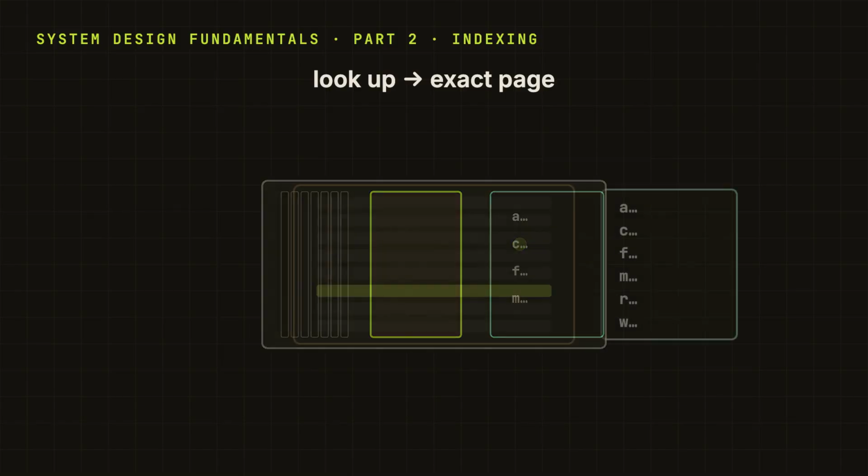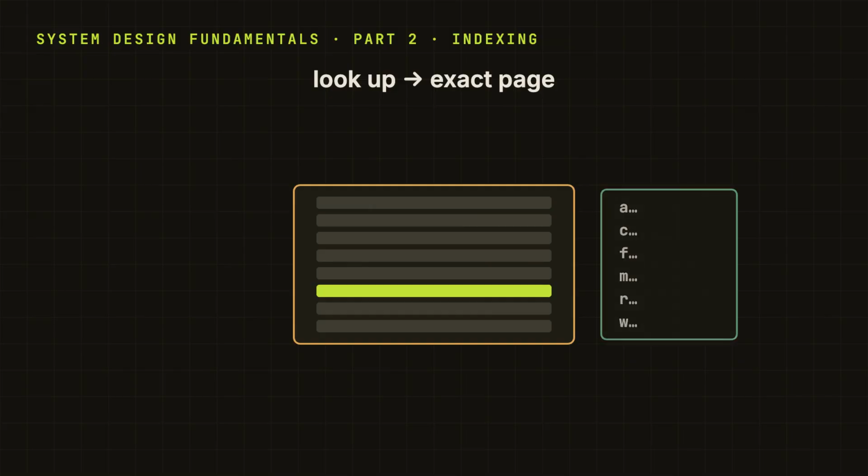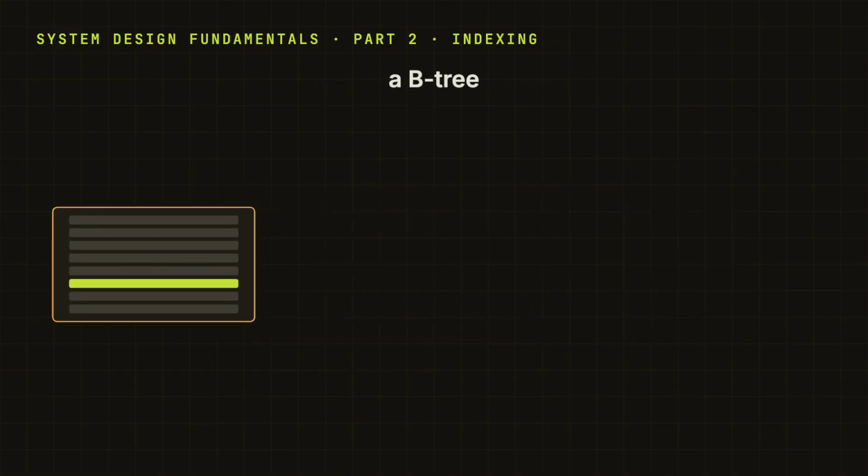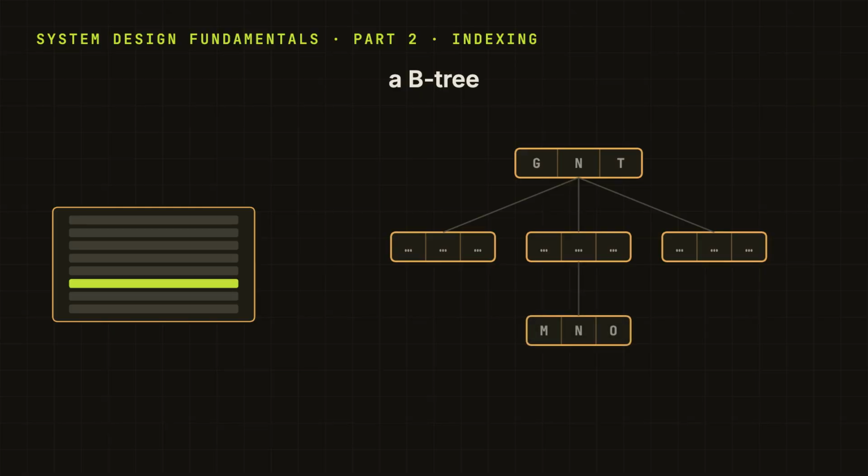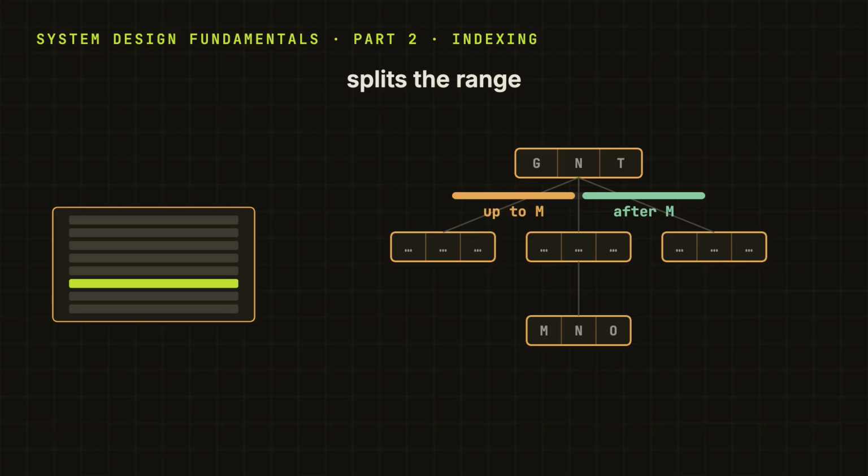A database index does the same thing for your rows. And how it works, at a high level: the index keeps the values in a structure called a B-tree. And a B-tree is a short, wide tree. The top node holds the few values that split the whole range into parts, let's say up to M and after M. Each part points down to a node one level below, which splits again. And the bottom level holds the actual values, each with a pointer to where that row physically sits on the disk.